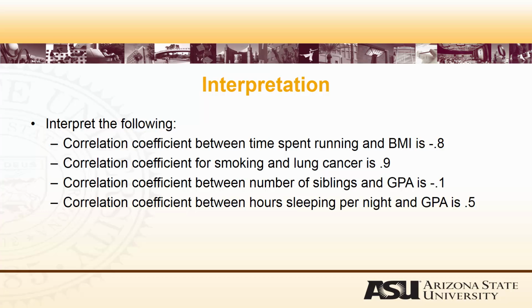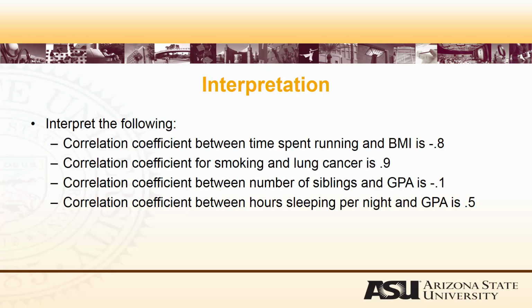So let's take a pause here and try to interpret some of these correlation coefficients. The correlation coefficient between the time spent running and BMI is negative 0.8. So would this mean that there is a negative or a positive relationship between these two activities? There's a negative relationship. So the more time you spend running, the less your BMI. Or the less your BMI, the more time you spend running. You can see here that we're not interpreting this as causing one thing or the other.